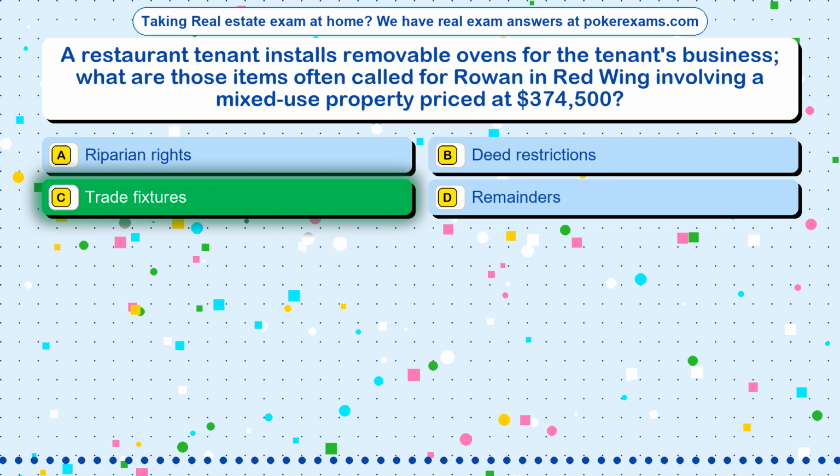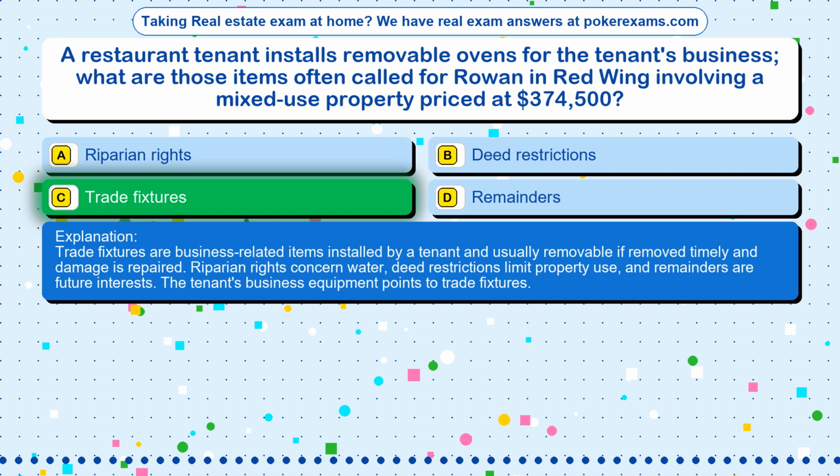The correct answer is option C, trade fixtures. Trade fixtures are business-related items installed by a tenant and usually removable if removed timely and damage is repaired. Riparian rights concern water, deed restrictions limit property use, and remainders are future interests. The tenant's business equipment points to trade fixtures.